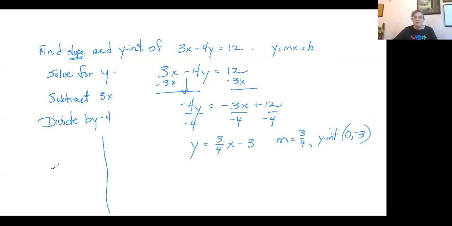And if they asked us to graph it while we were at it, we would find the point (0, -3). Here's up and over. So we would go up 1, 2, 3, over 1, 2, 3, 4. There's our second point. Just draw the line.